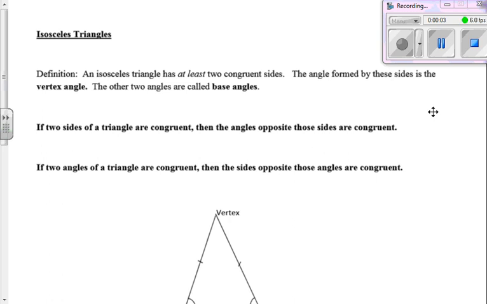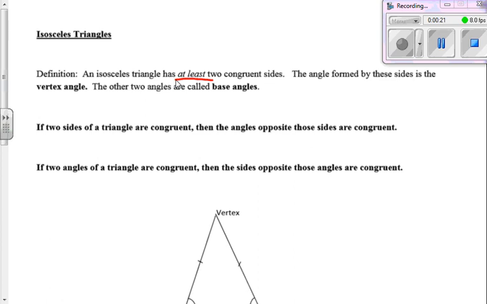We are still in Unit 3. This is lesson number 2, titled Isosceles Triangles. An isosceles triangle is a triangle that has at least two congruent sides. Remember, congruent meaning equal measures. So at least two of the sides have the same measure.